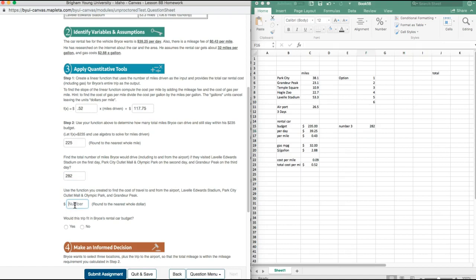And the last one in question number 3. Use the function you created to find the cost of travel to and from the airport, Lavelle Edwards Stadium, Park City Mall Outlet, and Olympic Park, and Grandeur Peak, which we just found how many miles, and so we can just plug that into our function. That is this 0.52 times miles driven equals 117.25. So I'm going to come over here and we'll give ourselves the cost.